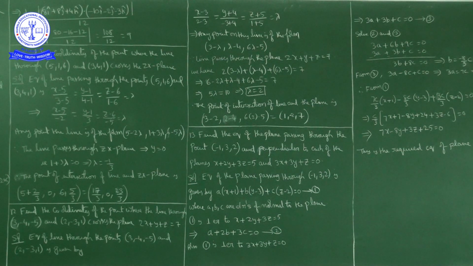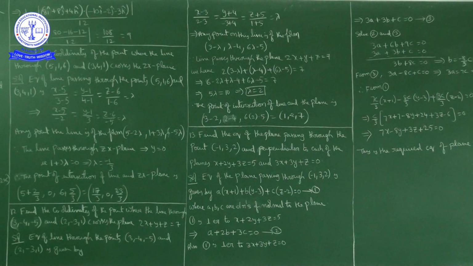So we have to find the point where the line passing through these two points crosses the given plane 2x + y + z = 7. That means there is a point which is common to the plane as well as the line. So any point on this line is of the form (3 - lambda, lambda - 4, 6 lambda - 5). So for some lambda, this point satisfies the plane equation 2x + y + z = 7.